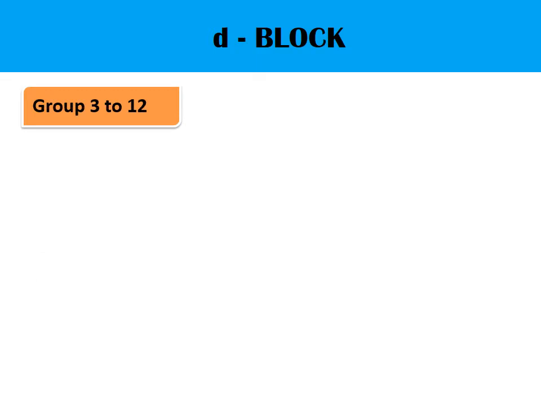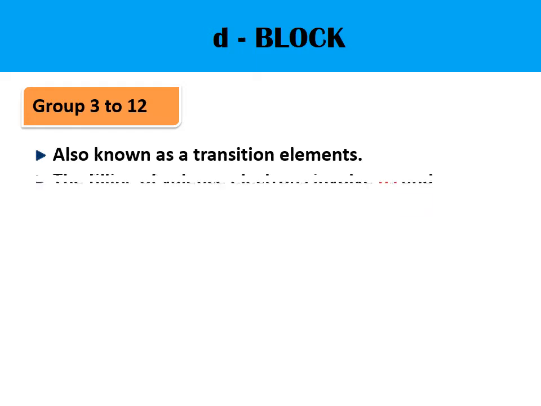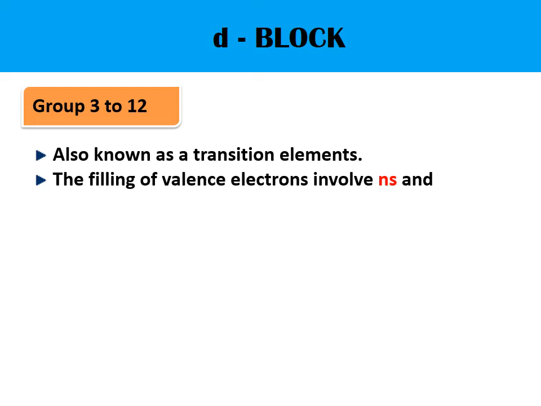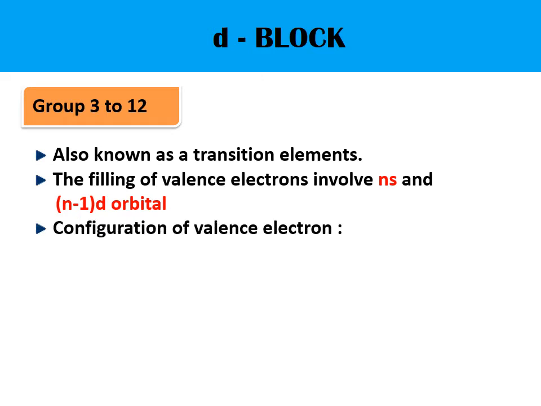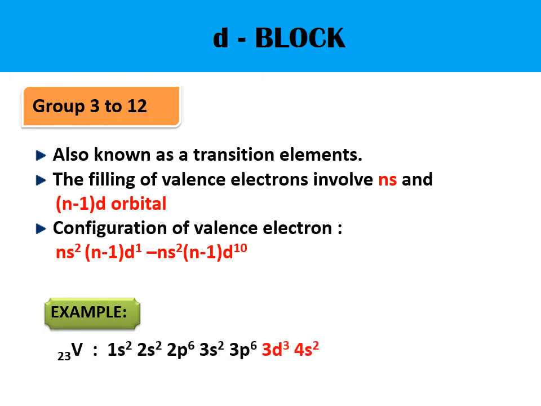For D block, it involves elements from group 3 to group 12, which are also known as transition elements. The filling of valence electrons involves ns and (n-1)d orbitals. The electronic configuration normally ends with ns2 (n-1)d1, up to ns2 (n-1)d10. For example, the vanadium atom ends with 3d3, 4s2. So this is a D block element.